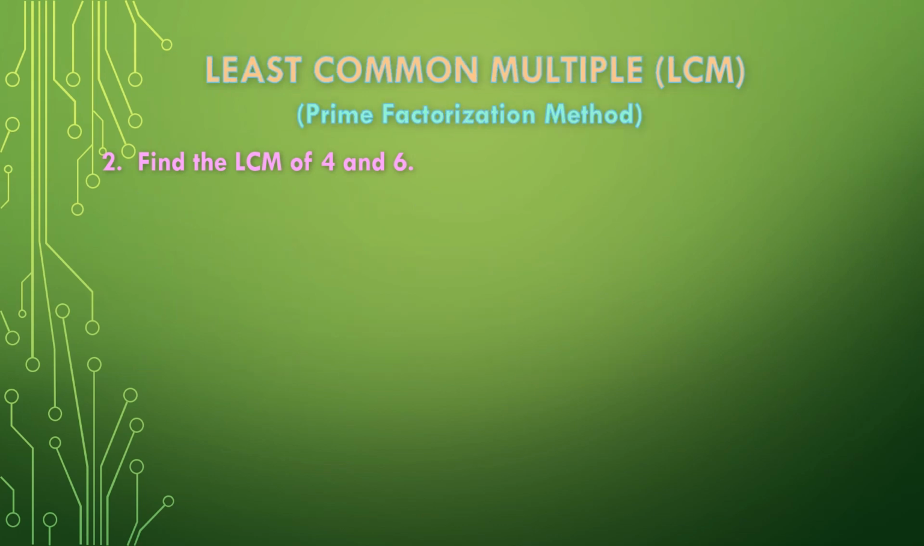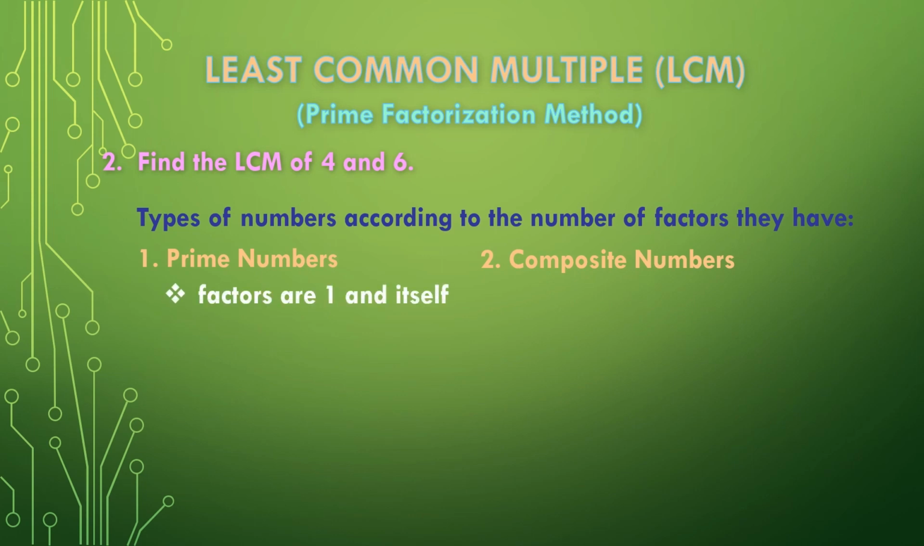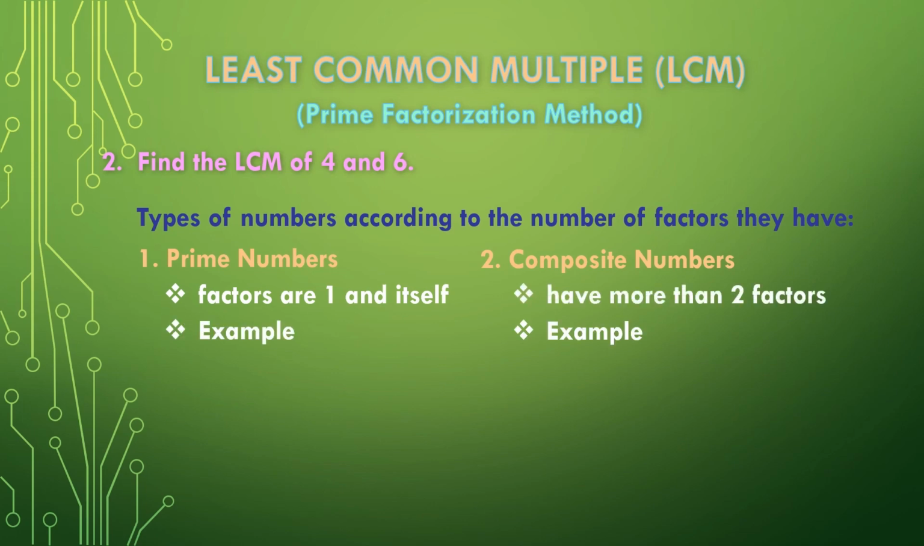Before we proceed, let's have a quick review about prime numbers. Numbers can be classified according to the number of factors they have, and these are prime numbers and composite numbers. Prime numbers have only one and itself as factors, whereas composite numbers have more than 2 factors. Example, the factors of 2 are 1 and 2, and the factors of 4 are 1, 2, and 4.